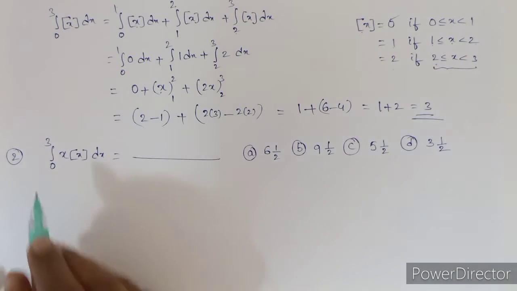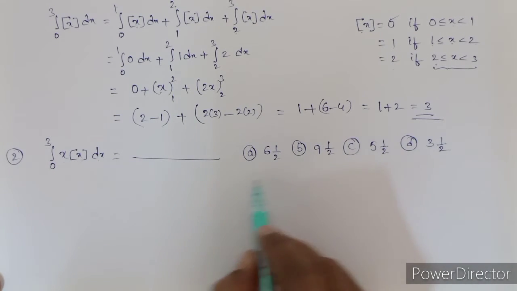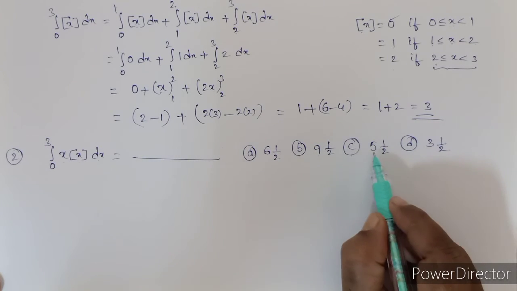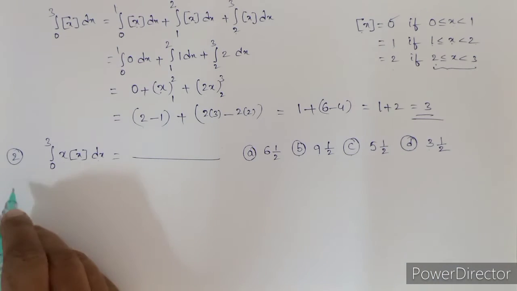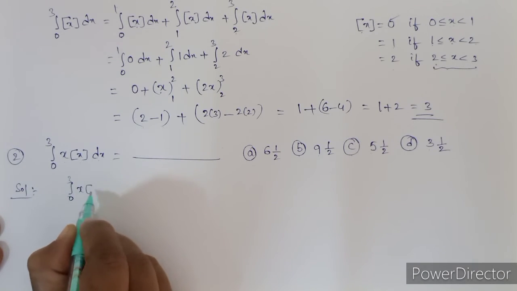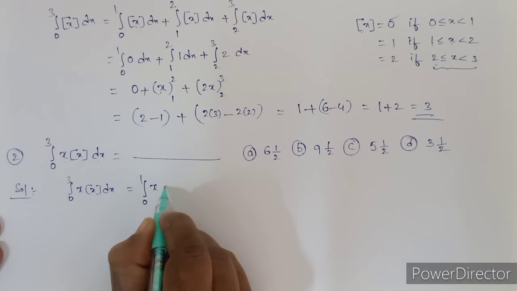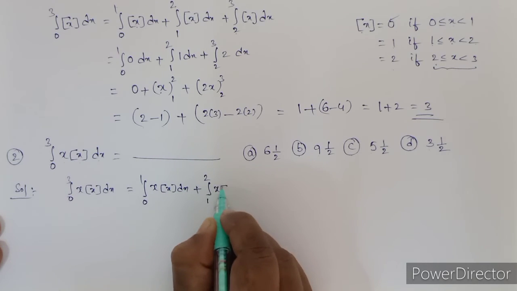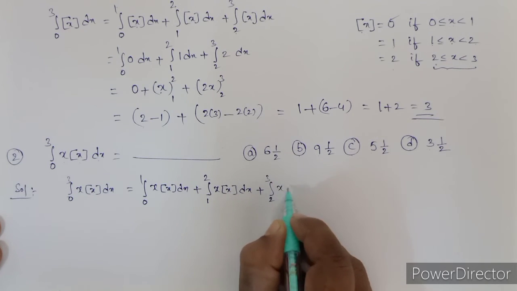Second question is integral 0 to 3 x into step x dx. There are 4 options, multiple choice question. A 6 1 by 2, B 9 1 by 2, C 5 1 by 2, D 3 1 by 2. Now we'll see. Integral 0 to 3 x into step x dx. In the same way we write integral 0 to 1 x into step x plus integral 1 to 2 x into step x plus integral 2 to 3 x into step x.